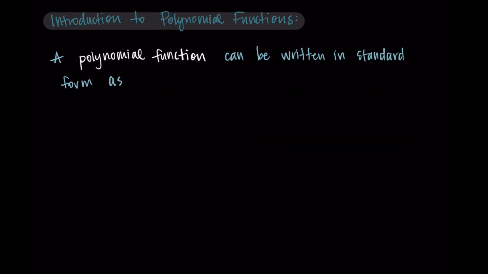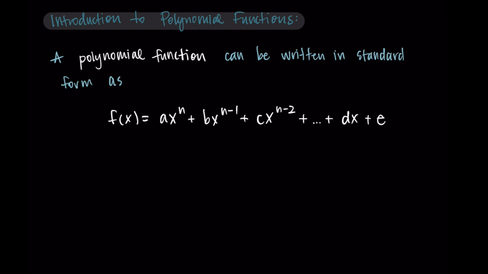Hi and welcome. In this video, we're going to introduce the concept of polynomial functions. In general, we say that a polynomial function can be written in standard form as the following. We would write f of x equals a times x to the n power plus b times x to the n minus 1 power plus c times x to the n minus 2 power, etc., decreasing the powers until we get to our d times x term, and then plus e, a constant at the end.